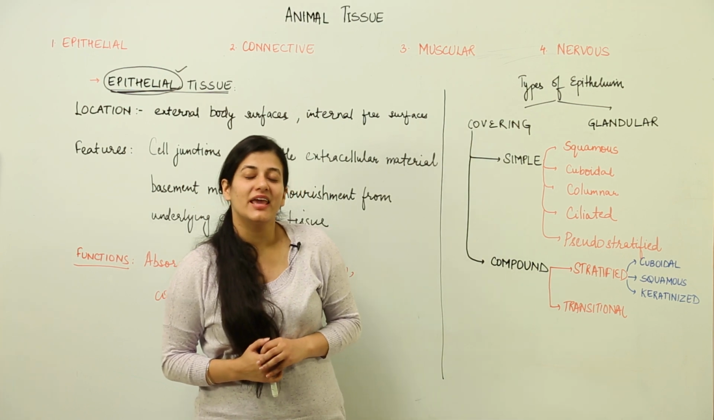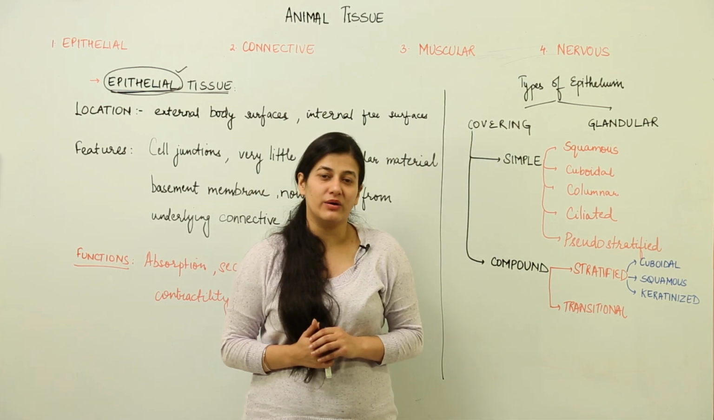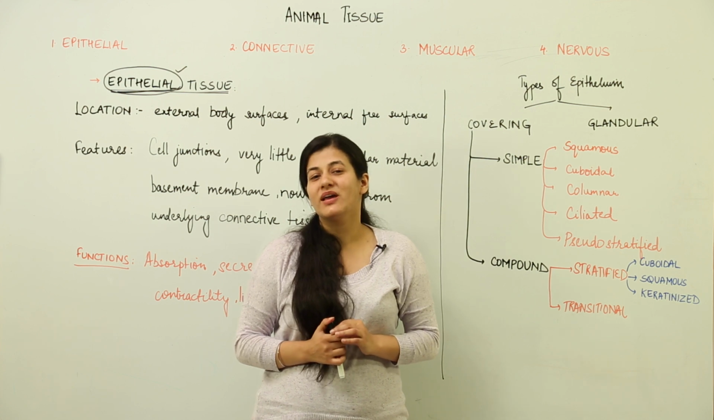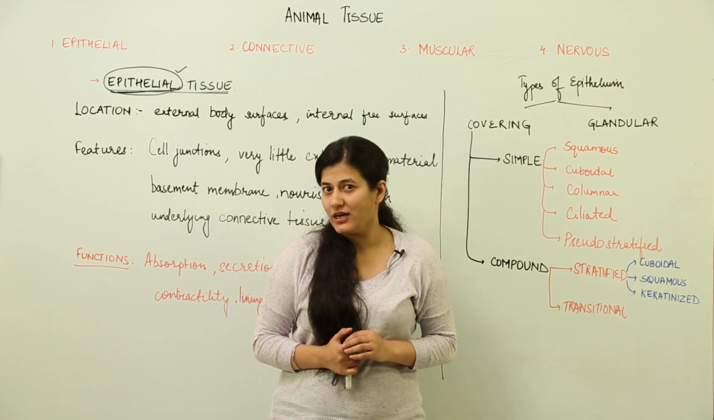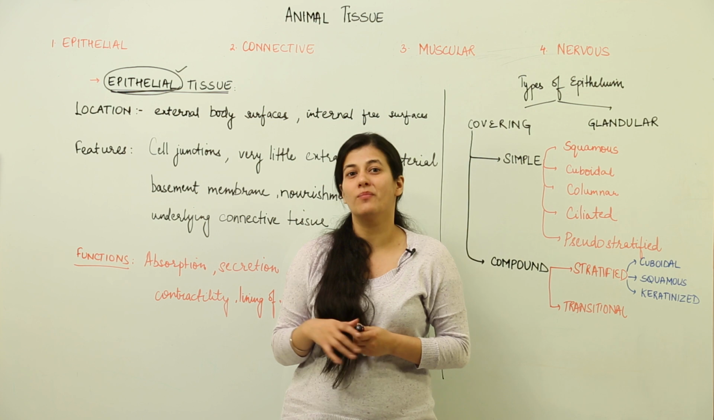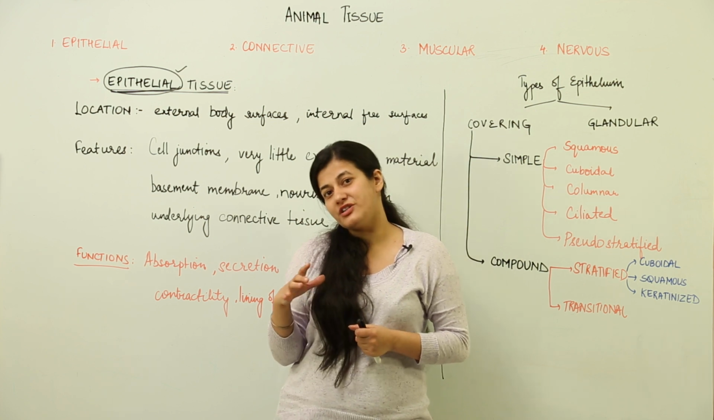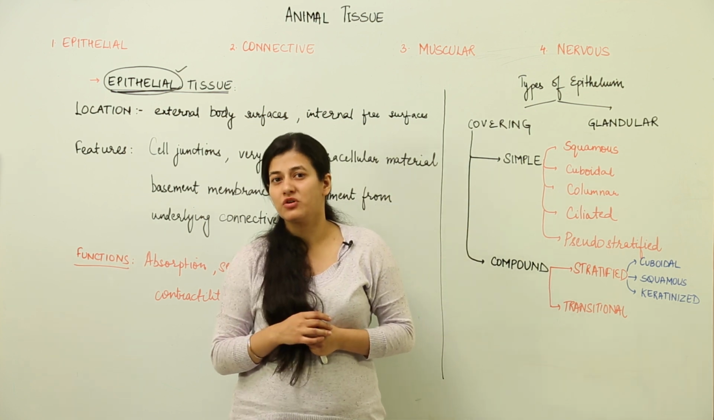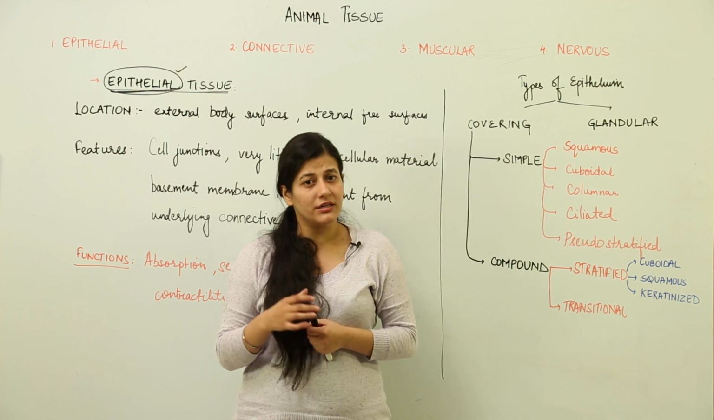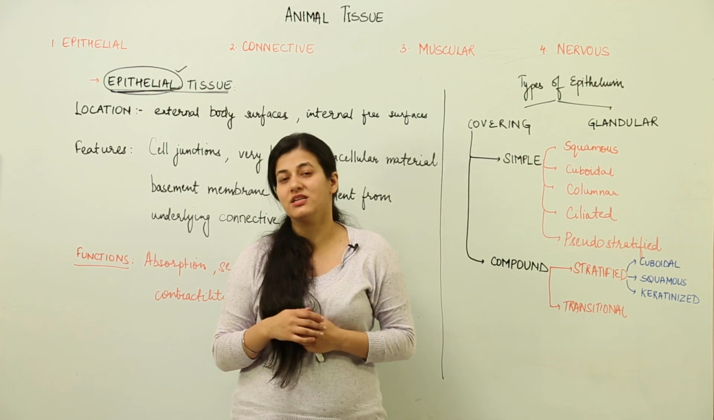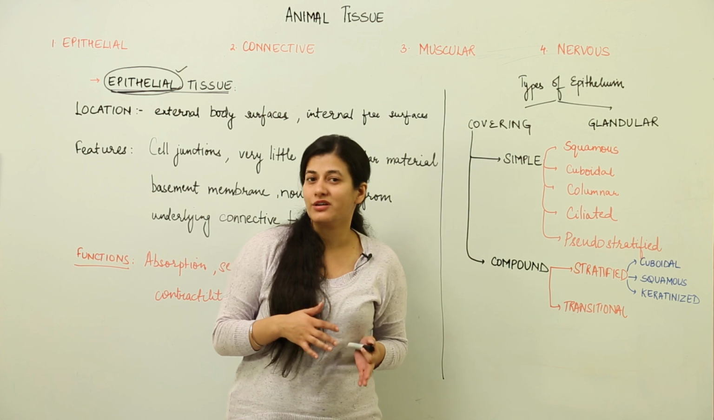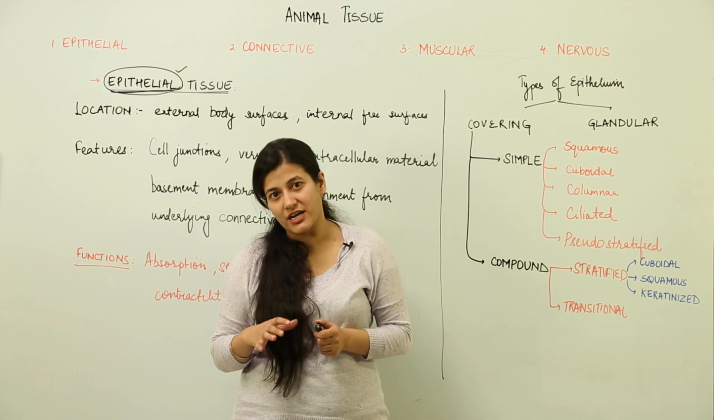Hello students, in this lesson we are going to talk about animal tissue. That means we are going to look inside our body, our organs, what is the tissue composition of each organ, what are the different types of tissues present in the human body or any animal body. It is the same tissues which are present in any animal, whether it be a cockroach or a human being, it would have the same types of tissues.